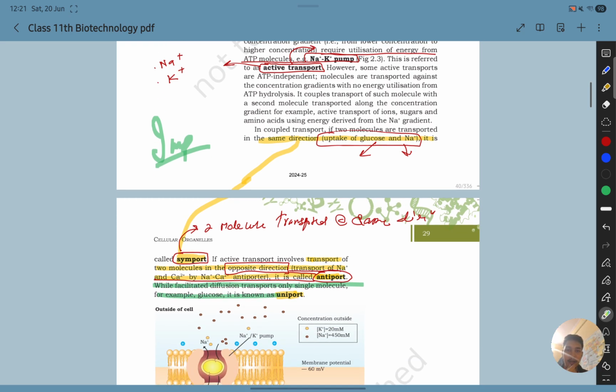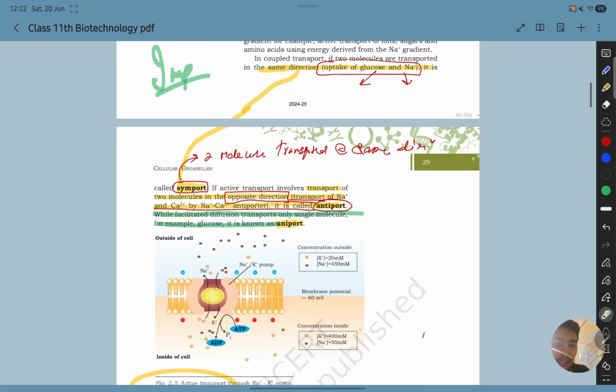Now, these are mainly about transportation. It is written here that in coupled transport, if the molecules are transported in the same direction, that is uptake of glucose and sodium. That means if the glucose is coming into the cell and the sodium ion is also coming in from the same direction, inside the cell, then it is called symport.